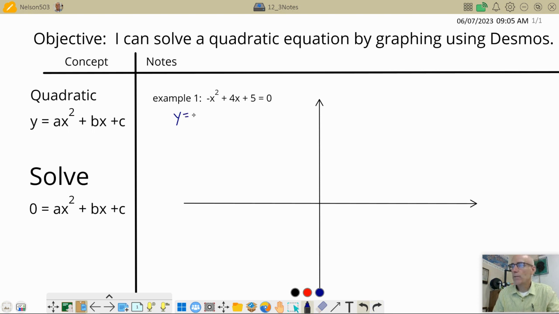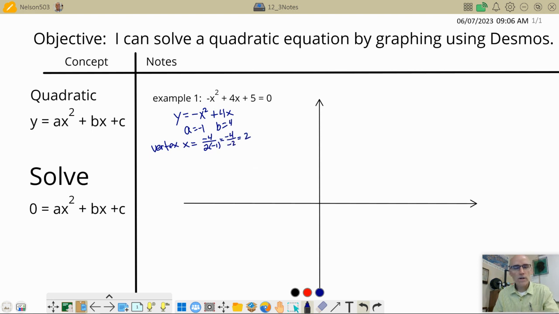Look, we know that negative x squared means that the a value is -1, right? And we know the plus 4x means that the b value equals 4. So we know that the vertex has to be on the line x equals, this is the line of symmetry, opposite of b all over 2 times a, which gives us -4 divided by -2, which gives us 2.